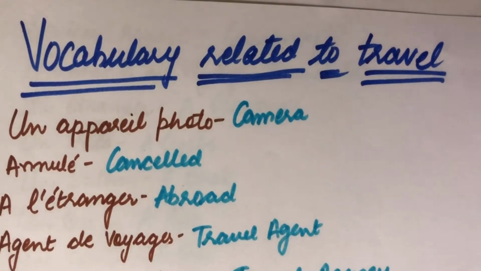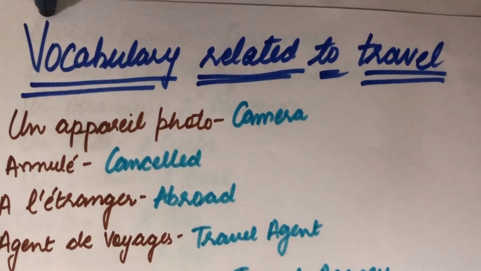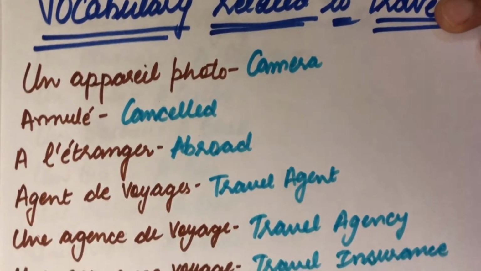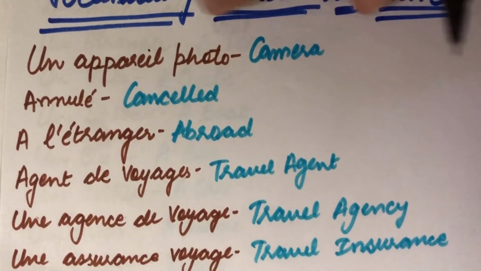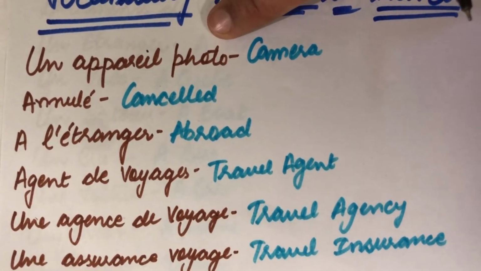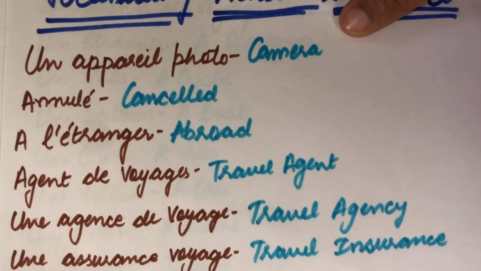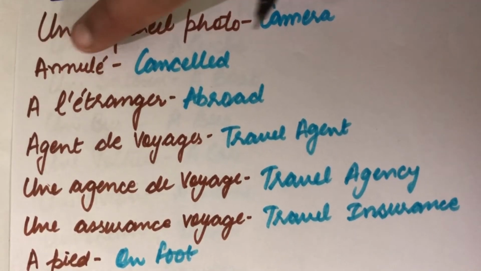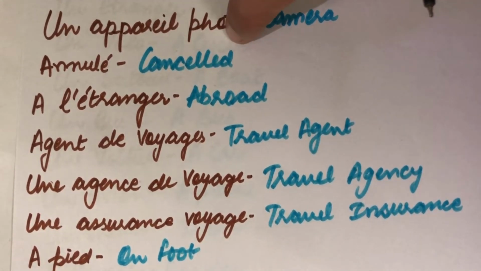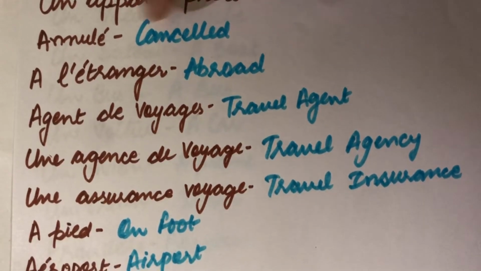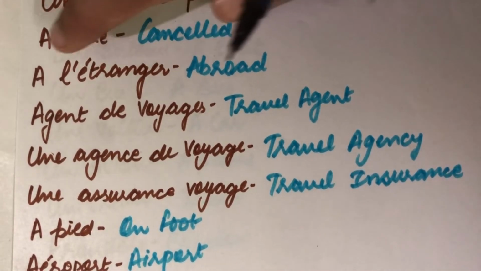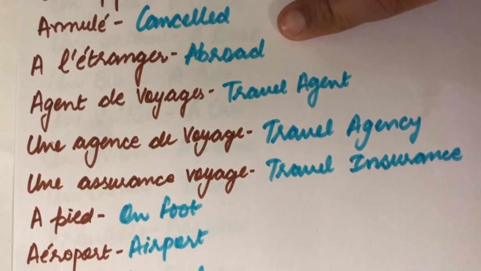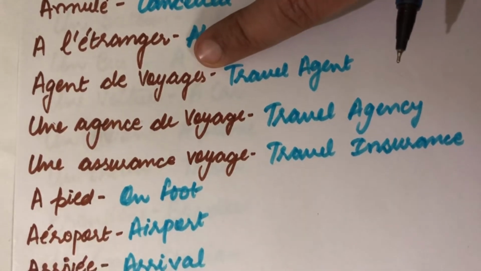So now we are moving towards our next topic, that is vocabulary related to travel. Okay, number 1 is un appareil photo. An appareil photo, which is camera. Okay, number 2 is annuler, which is cancel. Okay, next is à l'étranger, which is abroad.